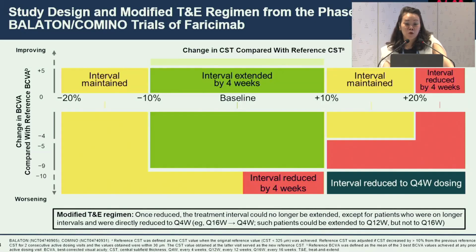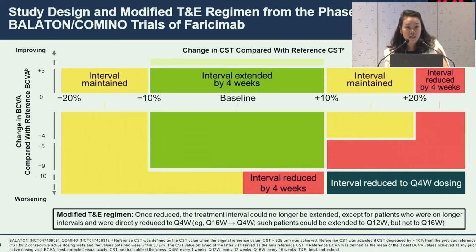This is the treat-and-extend regimen. It is a bit complicated, this slide, but I'll take you through it quickly. You can see that first, if the visual acuity was lost by more than 2 lines, then immediately, in the bottom right corner, you can see they go back to 4 weeks. Now, patients who were able to be extended, in the green box, were those who were stable. So there was no change in CST by 10%, either less or more, and their visual acuity remained within 10 letters. And they were then allowed to be extended.